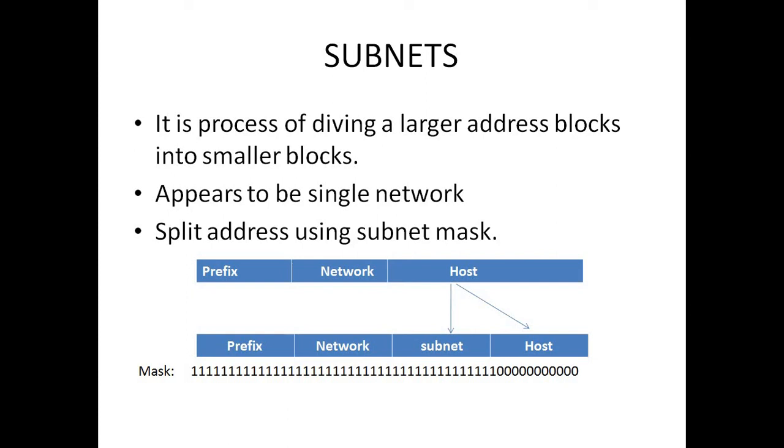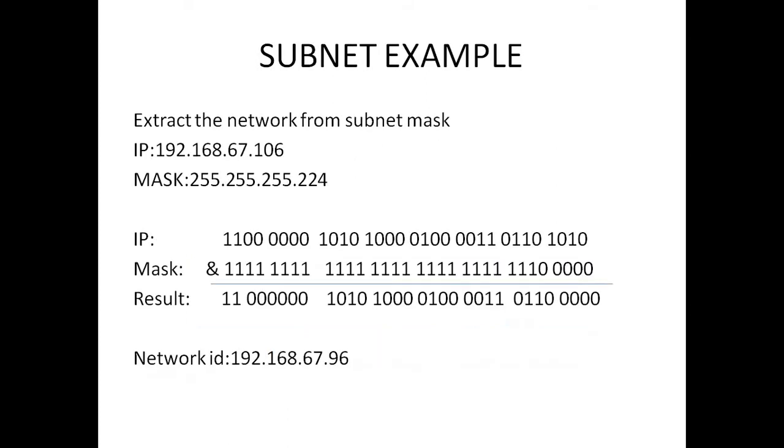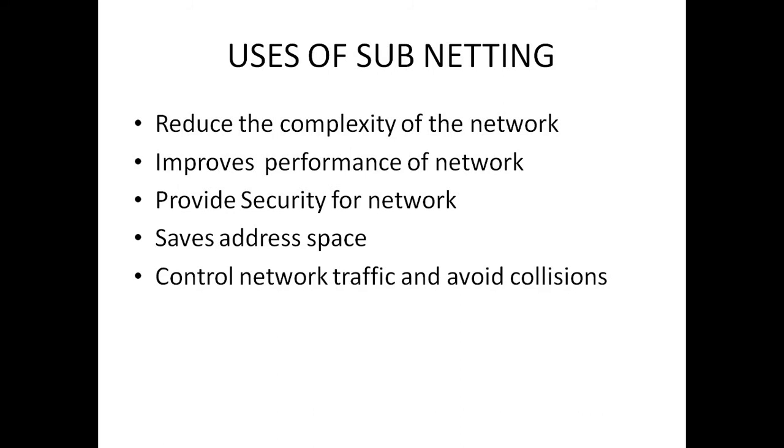The mask is used to extract the network ID from the IP address. Here we extract the network from the subnet mask. The IP address is given, the mask is written, convert to the binary form and perform the AND operation. Whatever result is obtained will be the network ID. So what are the uses of subnetting? It reduces the complexity of the network, improves the performance of the network, provides security for the network, saves the address space, and controls the network traffic and avoids collisions.